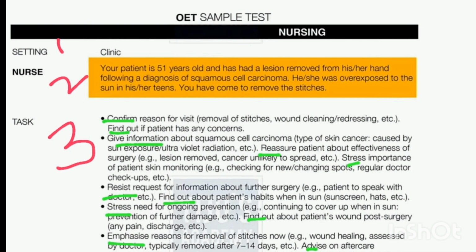So are you getting my point, Sarah? Okay, the next point is to stress the importance of patient skin monitoring. Stress means we can tell the patient something important. So we can start like this.